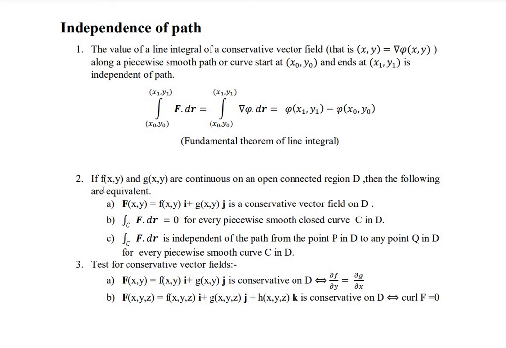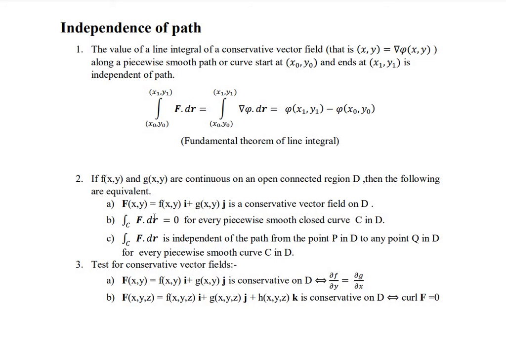Okay. The next one: if f(x,y) and g(x,y) are continuous on an open connected region D, then the following are equivalent. First, F(x,y) = f(x,y) i cap + g(x,y) j cap is a conservative vector field on D. So F is conservative. Then, if C is closed, the integral over C of vector F dot dr will be equal to 0.